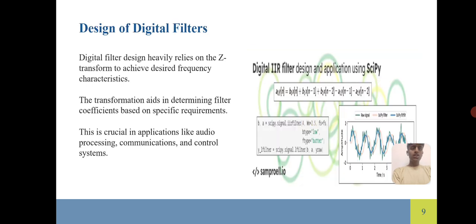So next is the design of digital filters. These are the definitions of digital filters. The design leverages the Z transform to achieve the desired frequency characteristics. The Z transform aids in determining the filter coefficients based on specific requirements. This is crucial in applications like audio processing, communications, and control systems. These are the things we have to learn, and these are the formulas to design it.